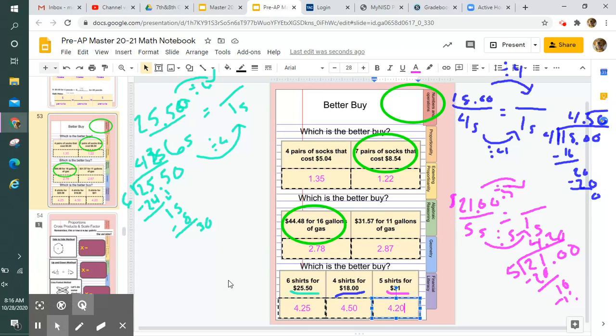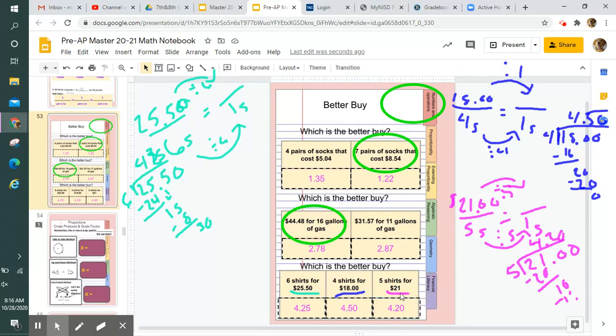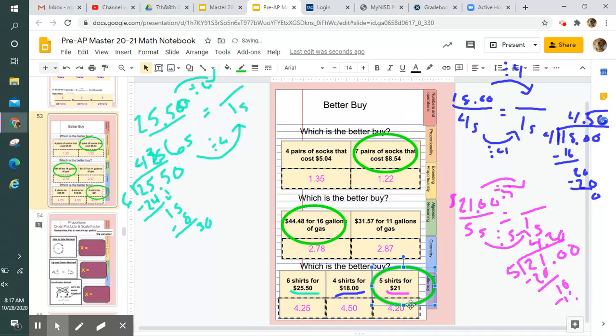All right, so if you're checking your answer, you can see I did each one in a different color. The 6 shirts for $25.50, I did in the light blue over here, and it got $4.25 a shirt. The 4 shirts for $18, I did in the dark blue up here, and I got $4.50 per shirt. And the last one was the 5 shirts for $21, and I did it over here in the purple, and I got $4.20 per shirt, which means that that one is the cheapest, so that's the one we want to buy. Okay, so hopefully this part makes sense to you.